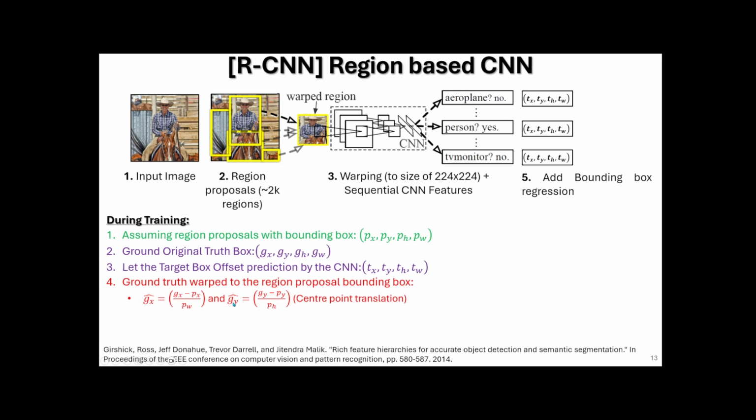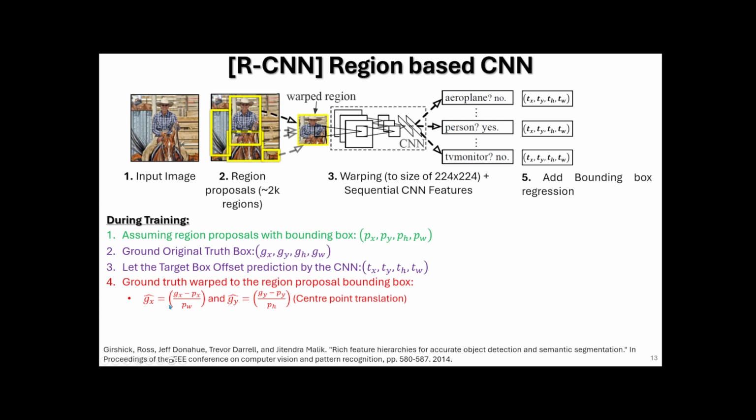And similarly, gy, which is the center coordinate for the ground truth, basically you're moving the center point of your ground truth with respect to your original image to a center point with respect to your region proposal predicted bounding box. Okay, so that you can do a regression later easily.